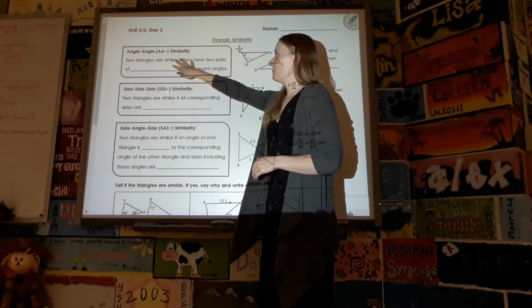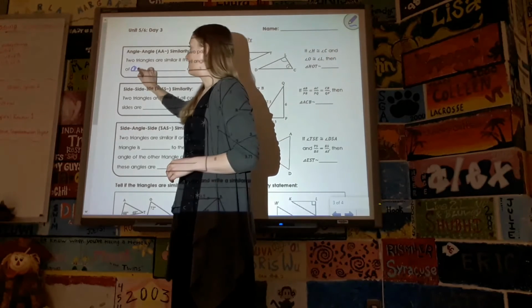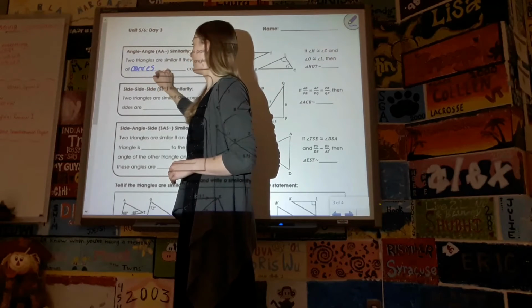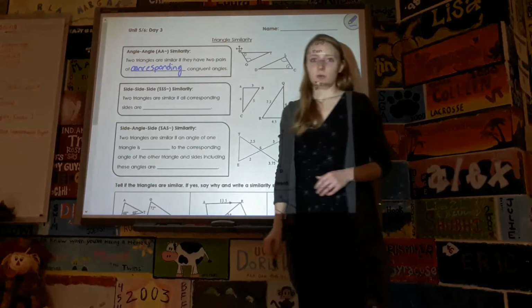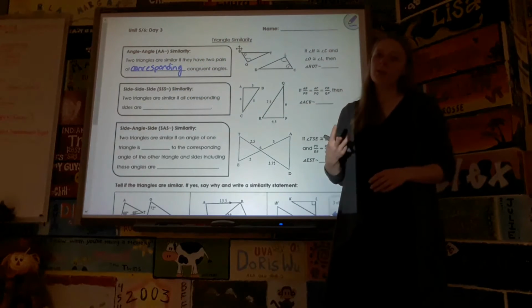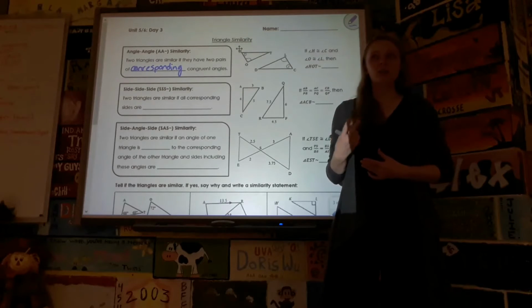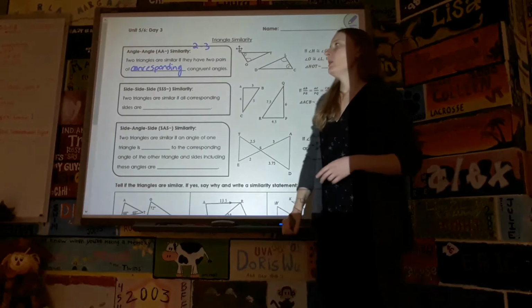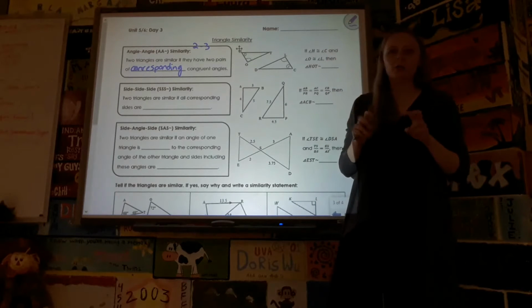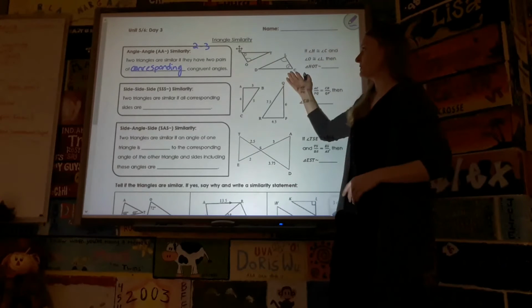So 2 triangles are similar if they have 2 pairs of corresponding congruent angles. So you have 2 pairs. You can have 3, that's fine, but you need to have at least 2. So I'll just make this little note, it's 2 to 3, but it's still officially called the angle, angle similarity rule. So here's an illustration.